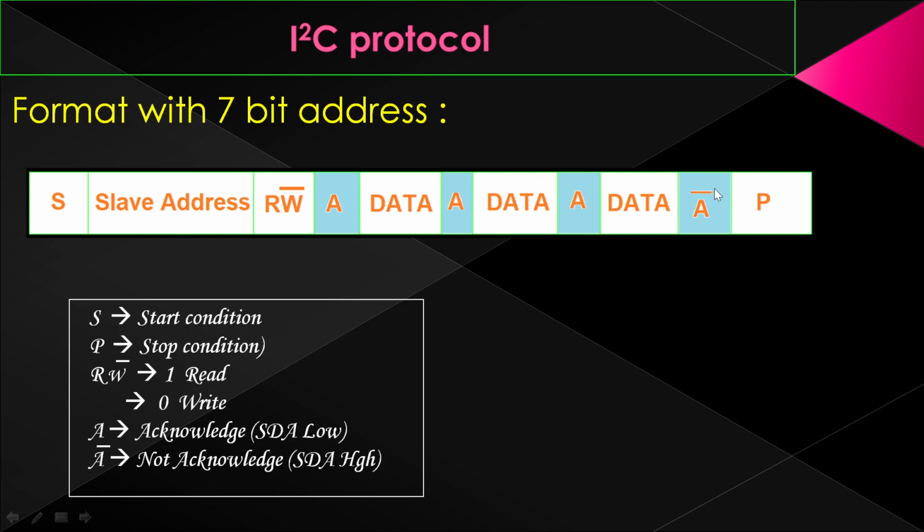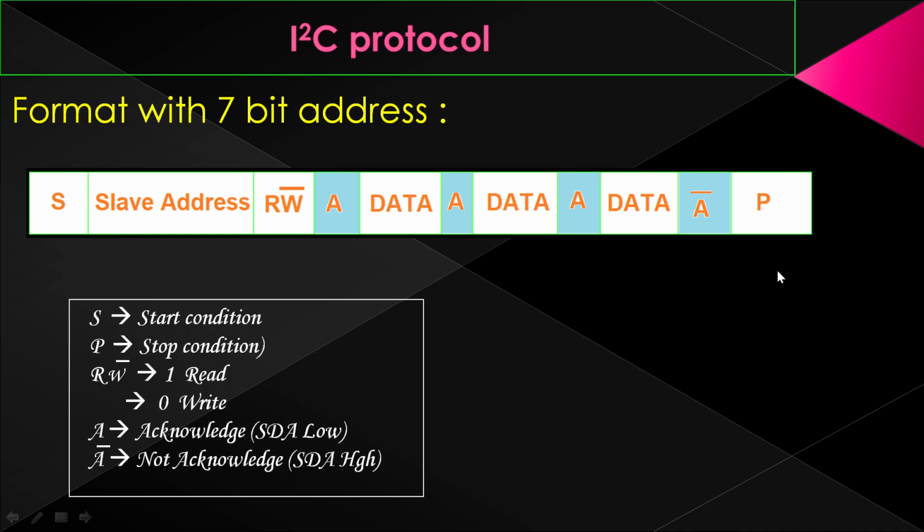and here this indicates there is no acknowledgement sent by the slave to the master. Nothing but the SDA line is high. So in I2C, if the slave does not send any acknowledgement, even though the master will start transferring the data, it is not mandatory to send acknowledgement to the master.